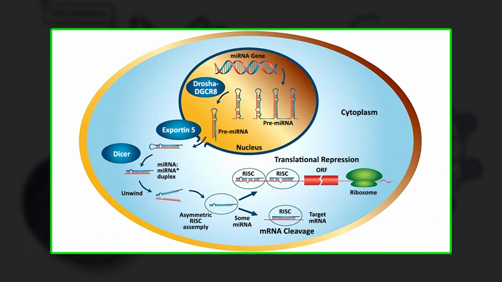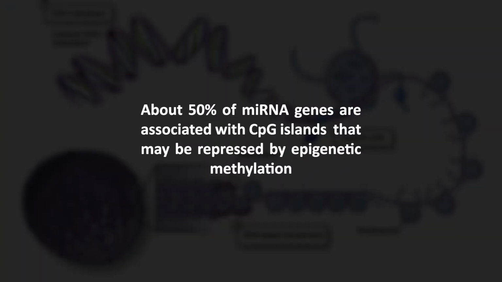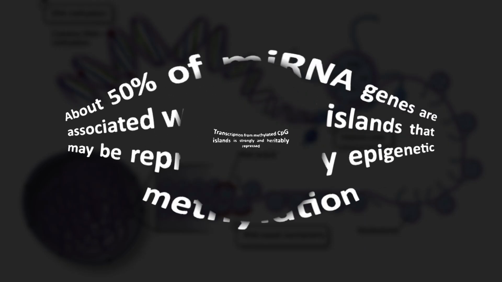Most of the downregulation by miRNA occurs by causing the decay of targeted mRNA, while some downregulation occurs at the level of translation into protein. It appears that about 60% of human protein coding genes are regulated by miRNA. Many miRNAs are epigenetically regulated. About 50% of miRNA genes are associated with CpG islands that may be repressed by epigenetic methylation.